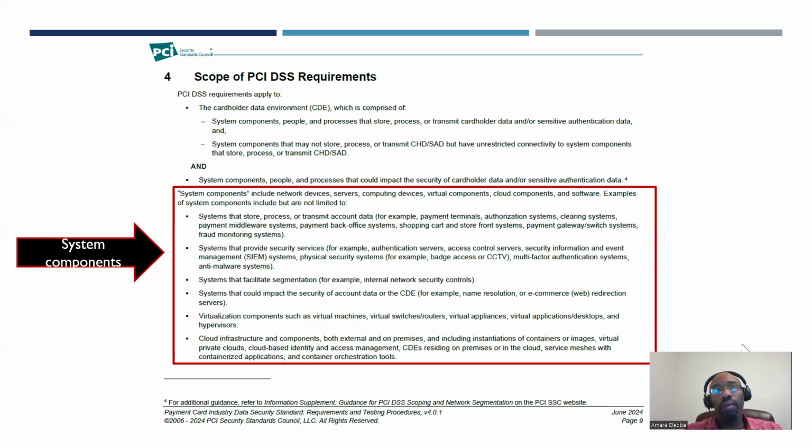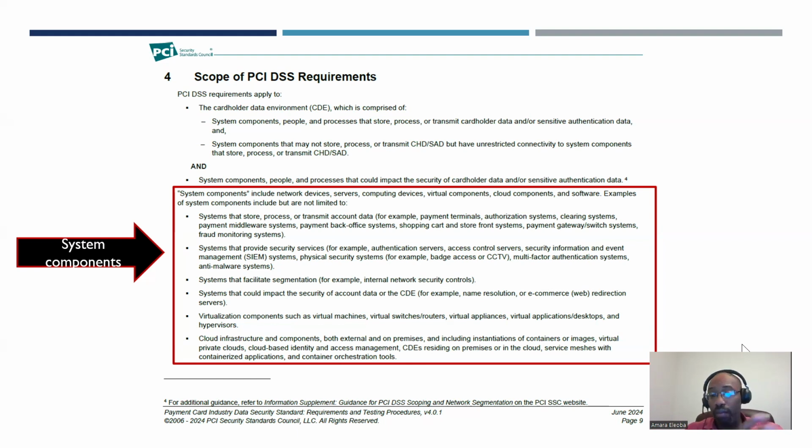For Oracle, we have VirtualBox. So if you're using those virtual components to spin up servers, that particular component needs to be part of the system components that will be assessed for PCI. Then you have your cloud. Okay, so for example, I have Oracle, sorry, not Oracle.